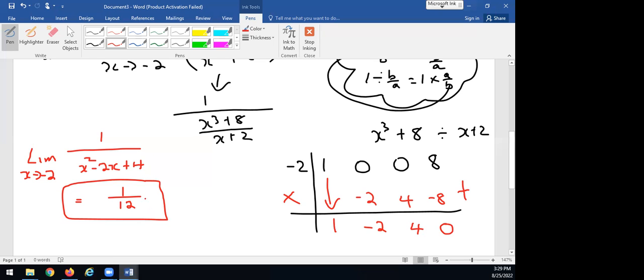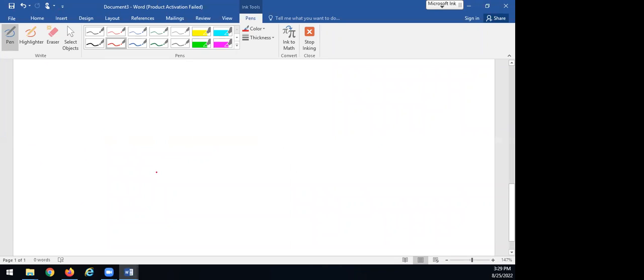Now I have a proof for us to do, another example. We want to prove that the limit as x approaches 0 of the absolute value of x is equal to 0. Now they are telling us that it's equal to 0, but they want us to prove it. So we are going to use a definition to prove it.